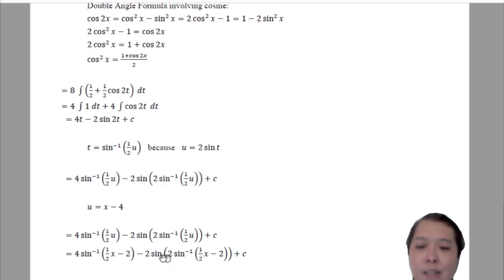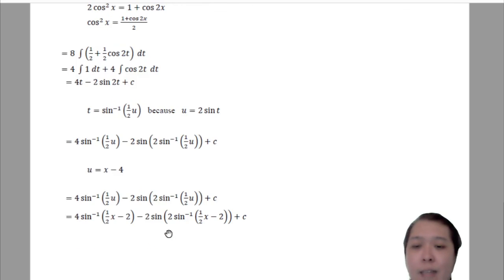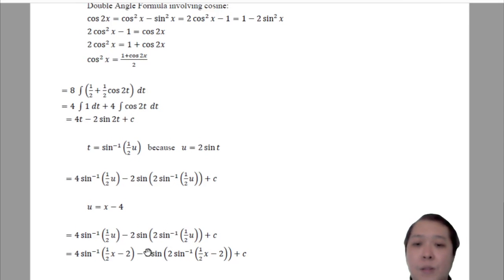Arc sine inside sine. But yeah, if it is indefinite integration, it's going to be like this. And let's say if we substitute in the value, the original interval, which is 2 until 6, we will still get 4 pi. You can try that one and have fun with this.